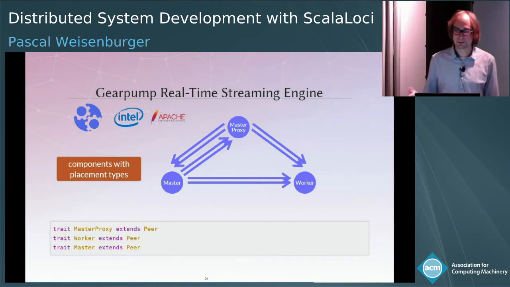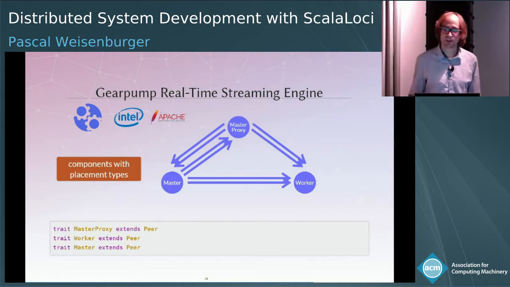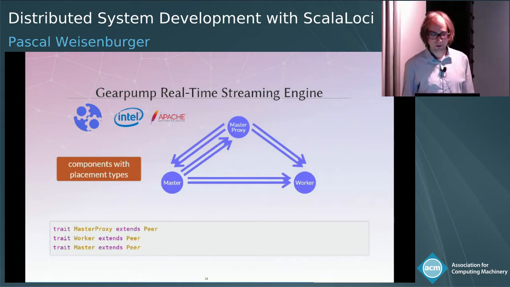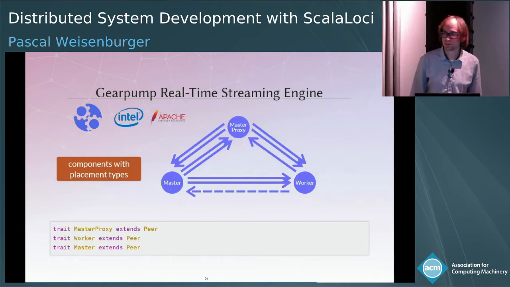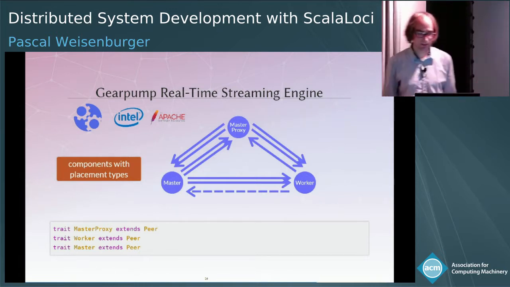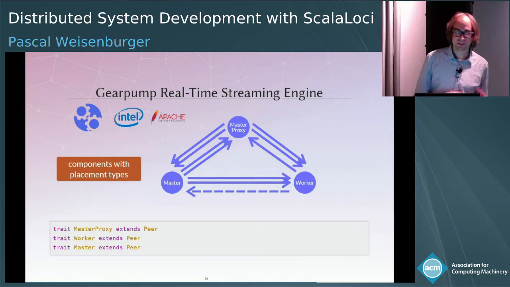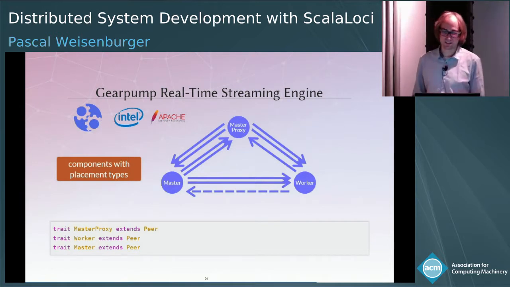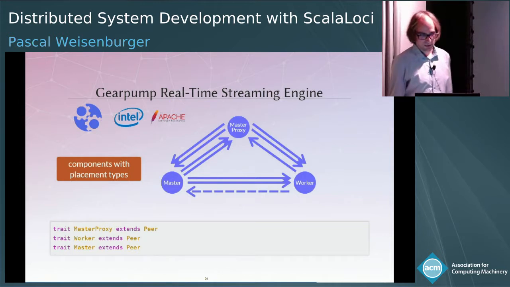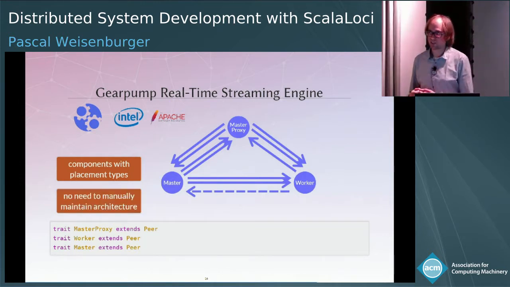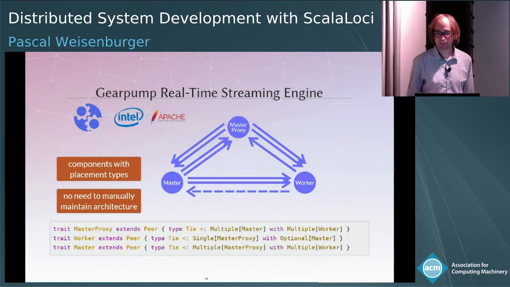And it can also query multiple master proxies, which is used as a kind of backup mechanism if a master proxy fails. A worker, on the other hand, always refers to a single master proxy for its assignment. And it may or may not be assigned to a master. So there is some code in the Gearpump actors that deals with maintaining this kind of architecture. For example, there is some list in the master code that is used to add workers when they are assigned and to remove workers when they are unassigned. And all this has to be done manually. In ScalaLoci, we do not have to do this kind of manual bookkeeping. Here we can just simply specify the architecture in the peer types, and the framework keeps track of connected remote instances.